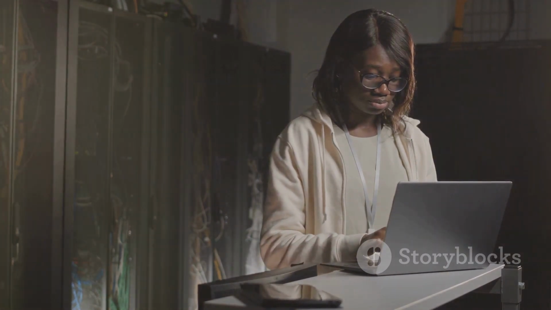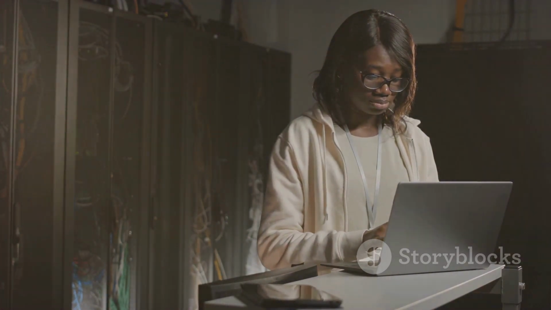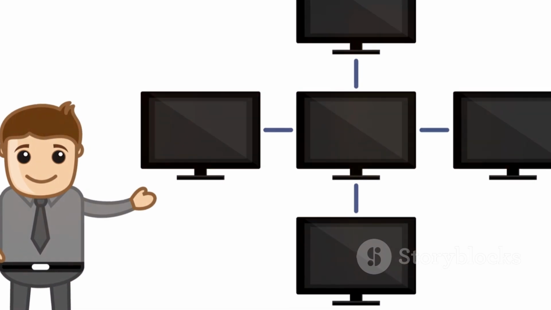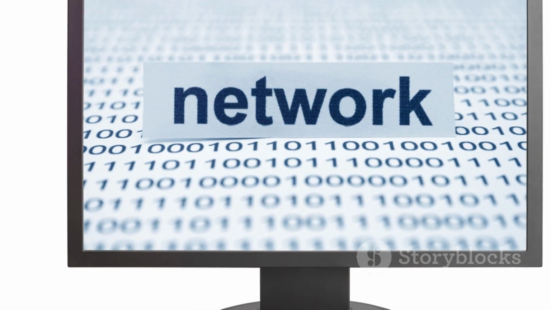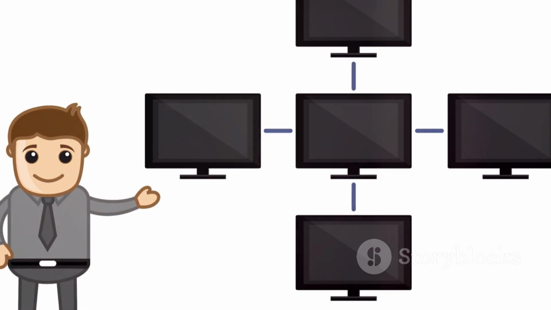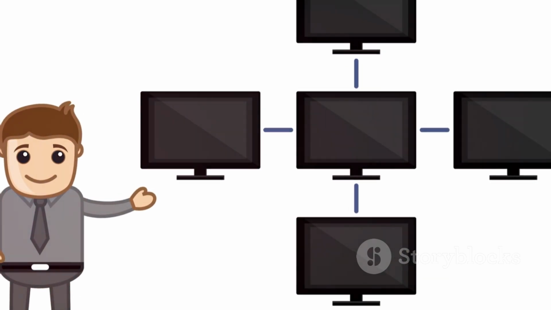Rules of supernetting. First, the network ID must be contiguous. Second, the size of the networks must be the same, and the number of networks must be a power of 2. And third, the first network ID must be divisible by the size of the supernet.